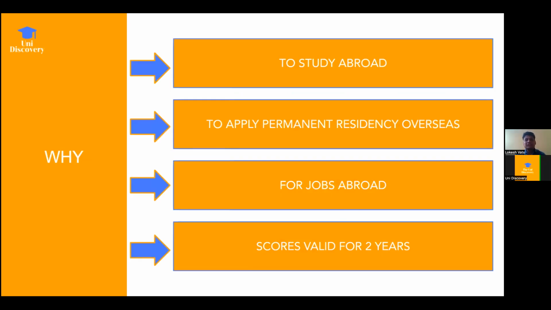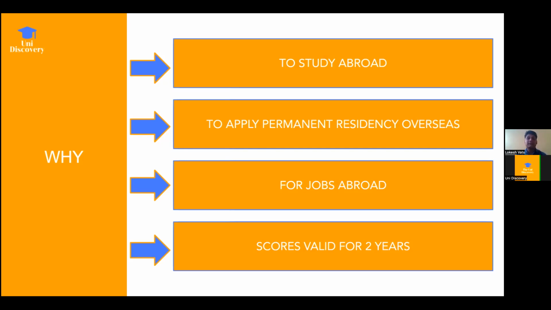Okay. So this is the answer to why we give the IELTS examination. English is not our first language in India or maybe in Asian countries. And that is the entry point where foreign nations have asked us to prove our proficiency in the English language. So the first point which comes to mind is to study abroad.